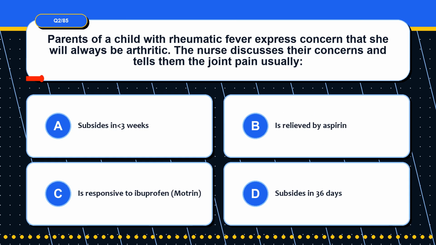Question 2. Parents of a child with rheumatic fever express concern that she will always be arthritic. The nurse discusses their concerns and tells them the joint pain usually. Here are the options. Option A. Subsides in 3 weeks. Option B. Is relieved by aspirin. Option C. Is responsive to ibuprofen Motrin. Option D. Subsides in 36 days.